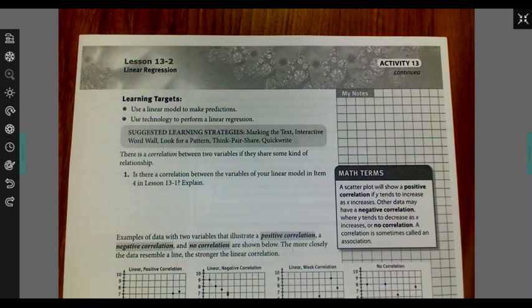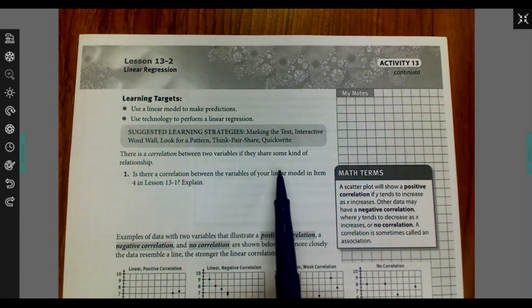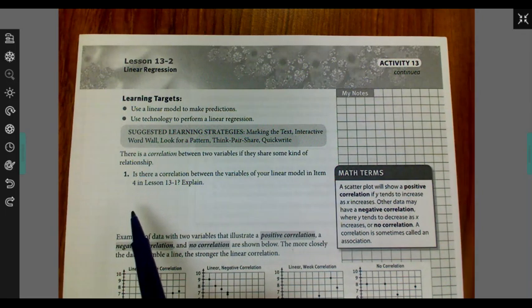It states, math terms. A scatter plot will show a positive correlation if y tends to increase as x increases. Other data may have negative correlation, where y tends to decrease as x increases, or no correlation. A correlation is sometimes called an association. There's a correlation between two variables if they share some kind of relationship.